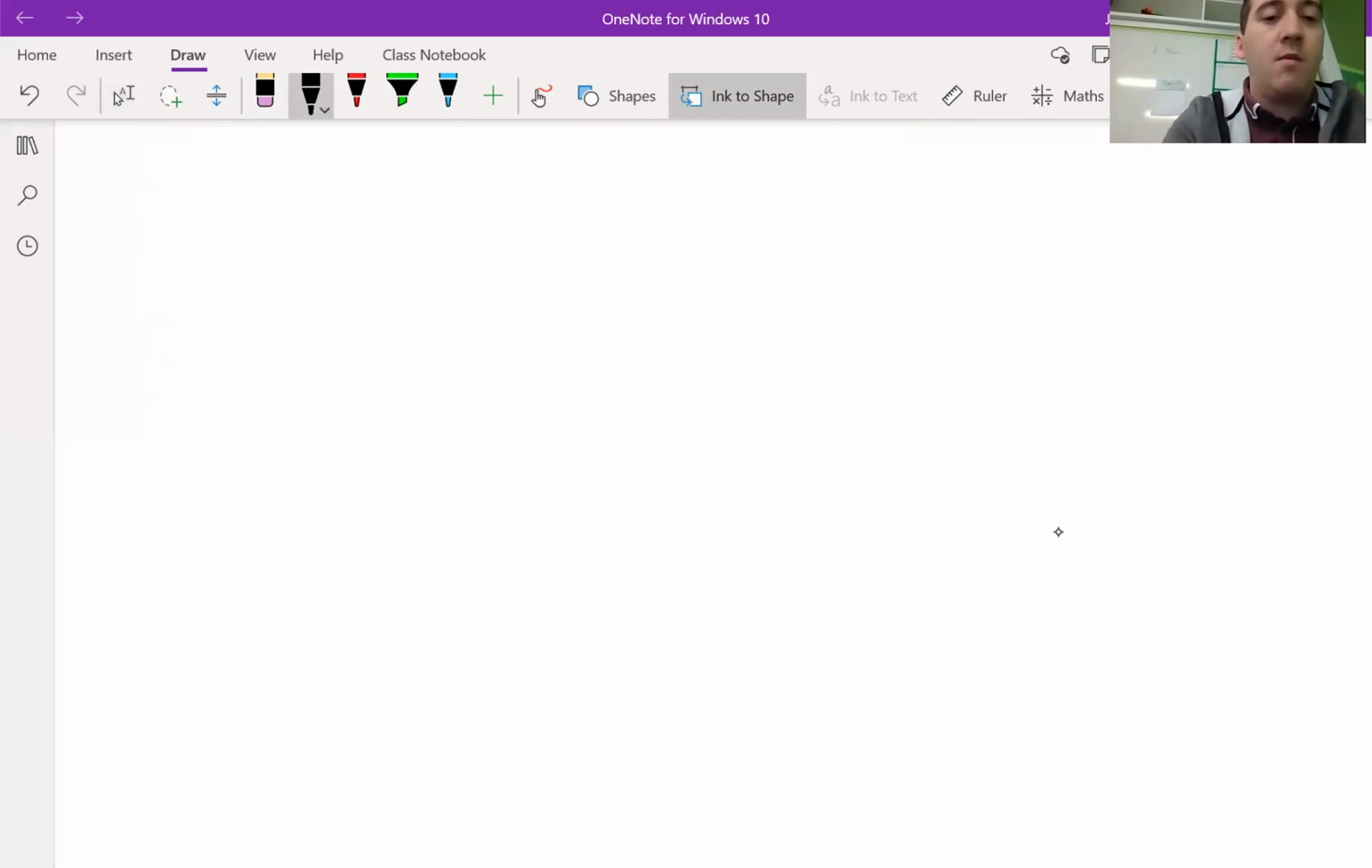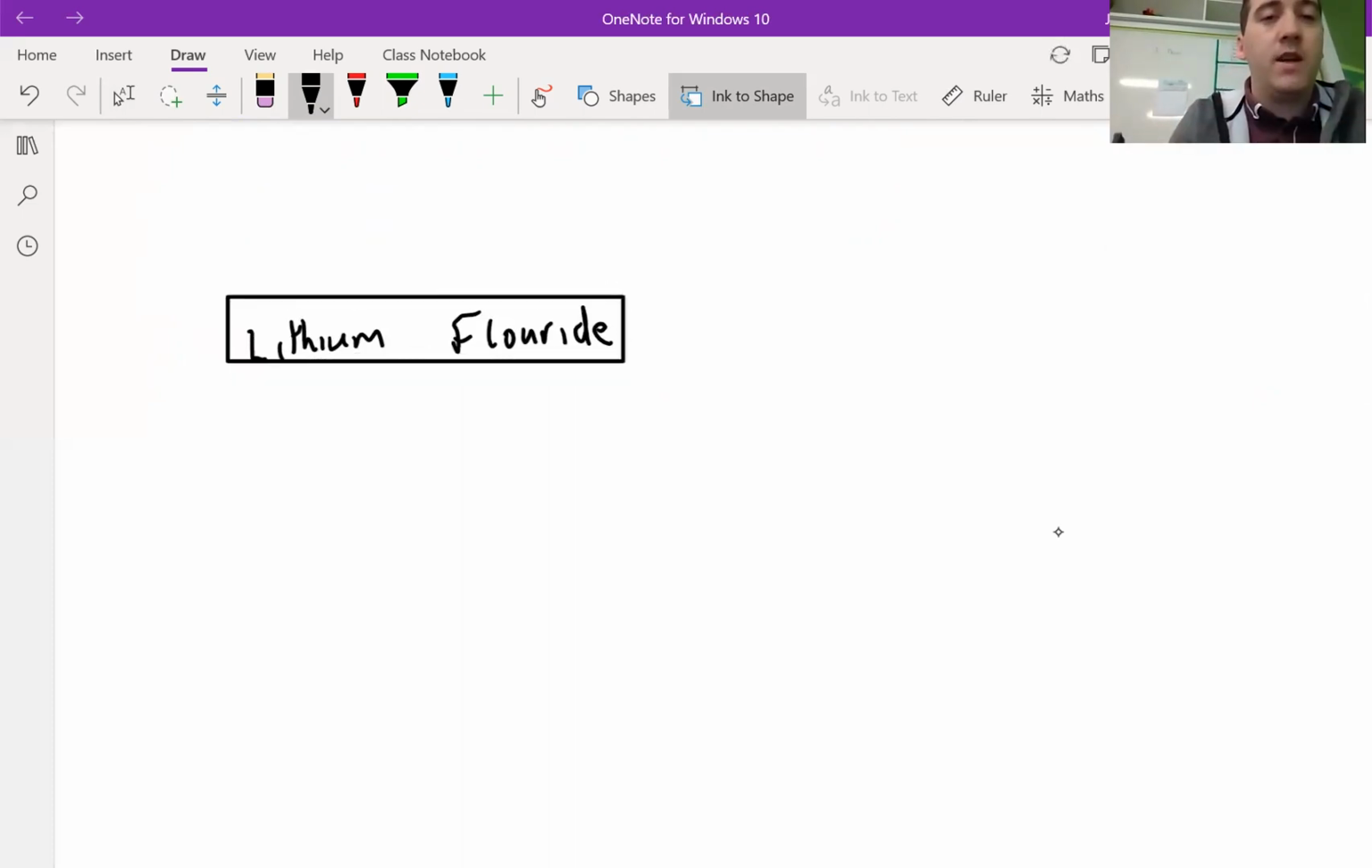Let's say we have a compound and it's called lithium fluoride. Lithium fluoride is made from mixing together lithium and fluorine. Okay, so how do we figure out what the formula is going to be? Well, the first thing we need to do is figure out what group each thing is in. Lithium is in group 1. G1 means group 1. Fluoride or fluorine is in group 7.